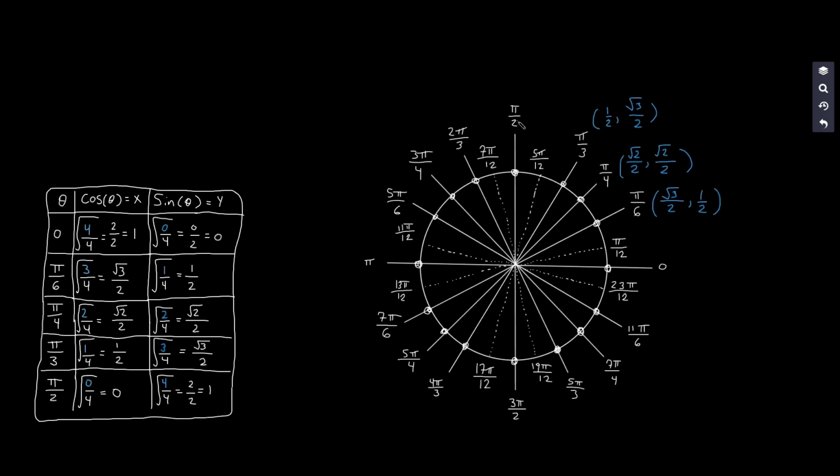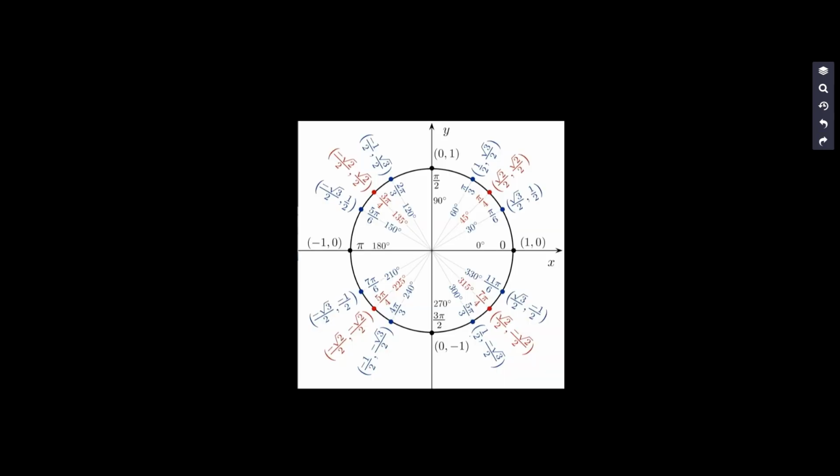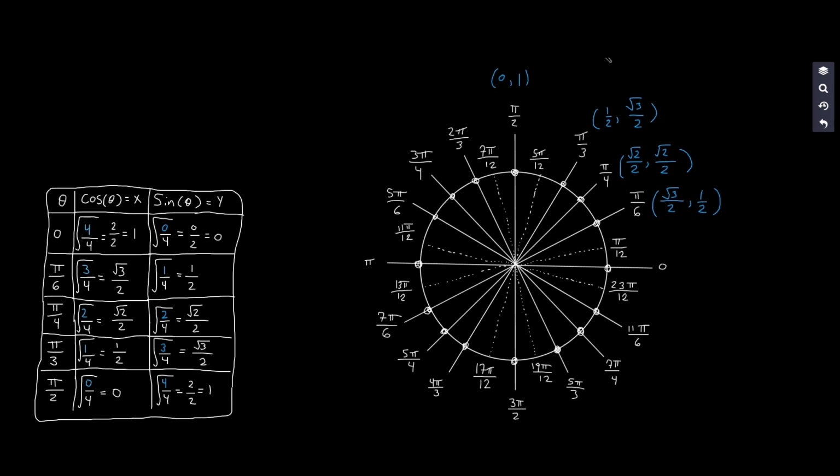What about pi over 2? Let's find the x-coordinate for pi over 2. The x-coordinate is 0. Okay. And what about the y-coordinate? Pi over 2. Oh, it's 1. So 0, 1. Nice. Okay, well, at this point it gets a little bit more tricky.